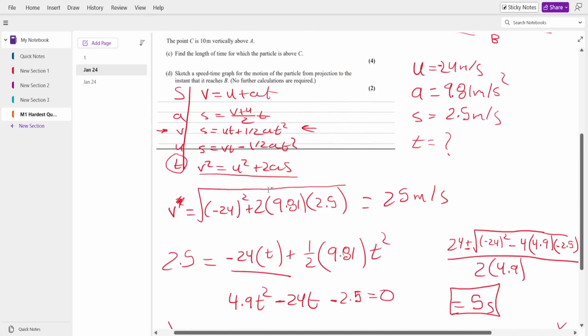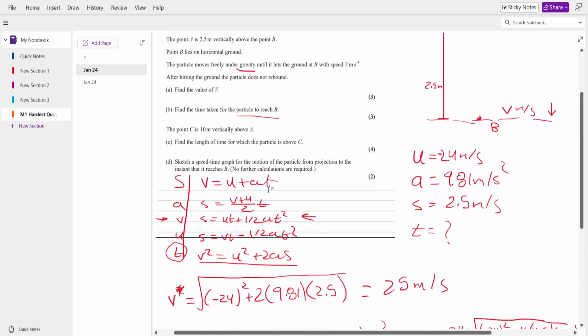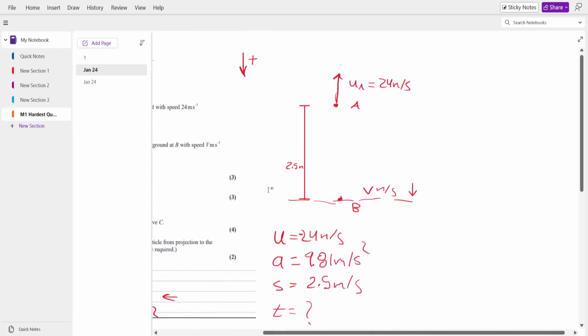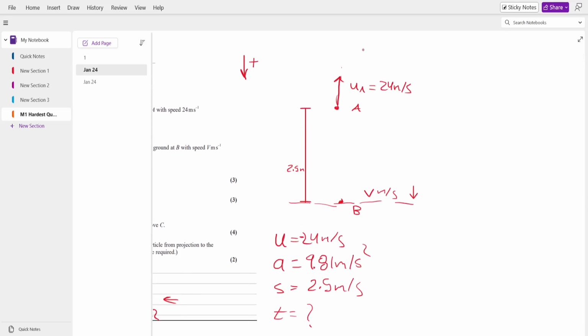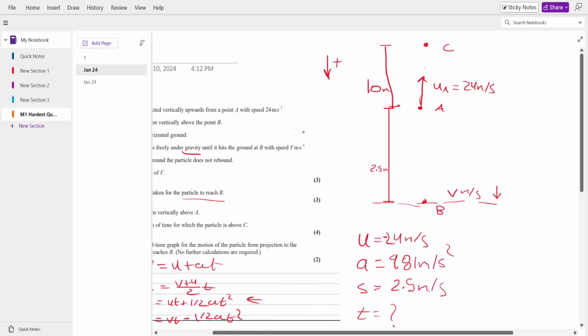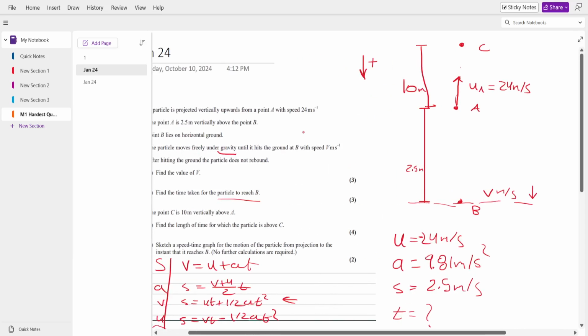Okay, let's continue for C. So it says that point C is 10 meters vertically above A. Find the length of time for which the particle is above C. Okay, this is an interesting part, and this is the hardest part of this question. So we have a point C over here, which is 10 meters above point A.